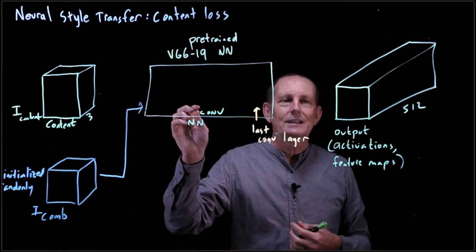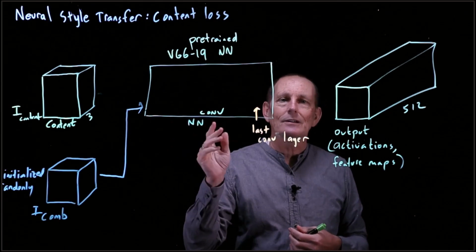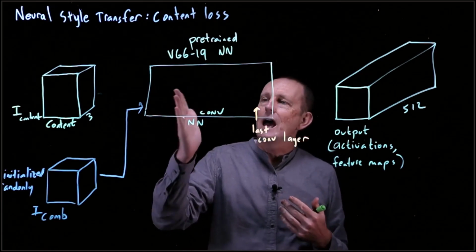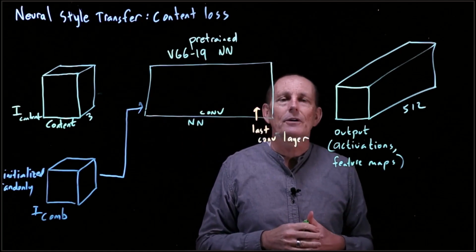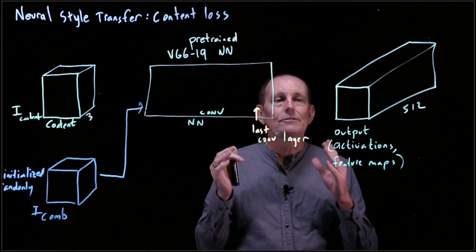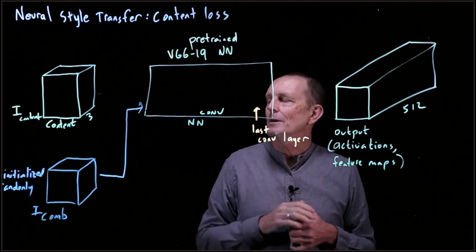Early in the network is fine-tuned type details like horizontal lines, vertical lines, diagonal lines, brightness, those sorts of things. And as we move through the neural network, we build up larger and larger sorts of features and also more abstract. So what we're trying to do is some abstraction.